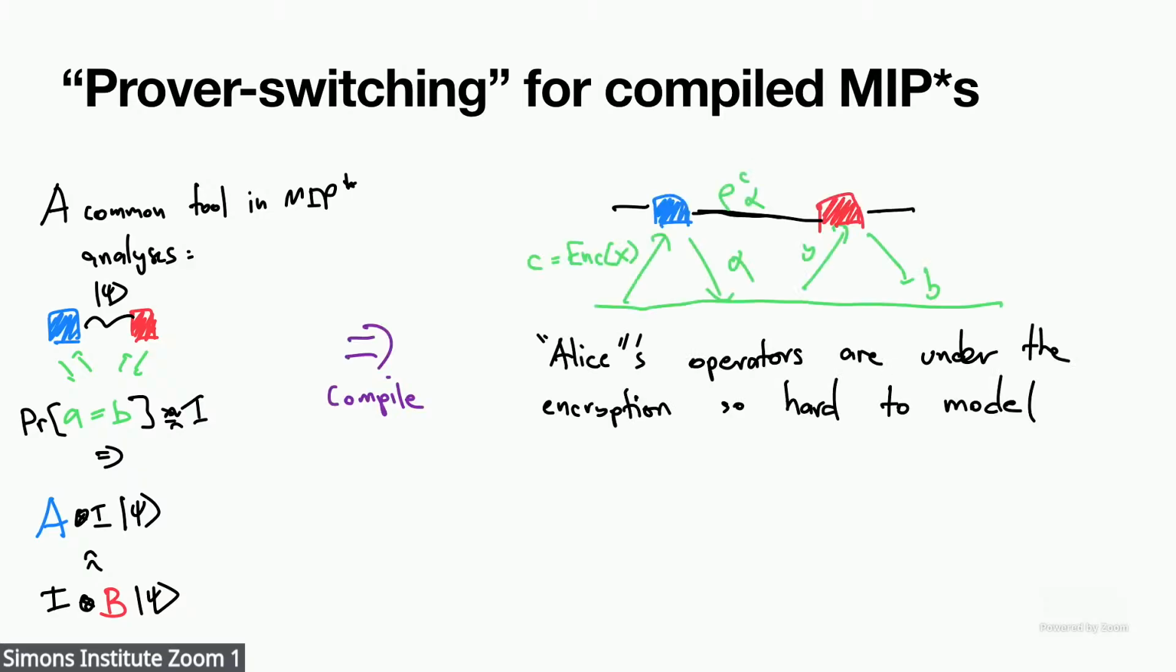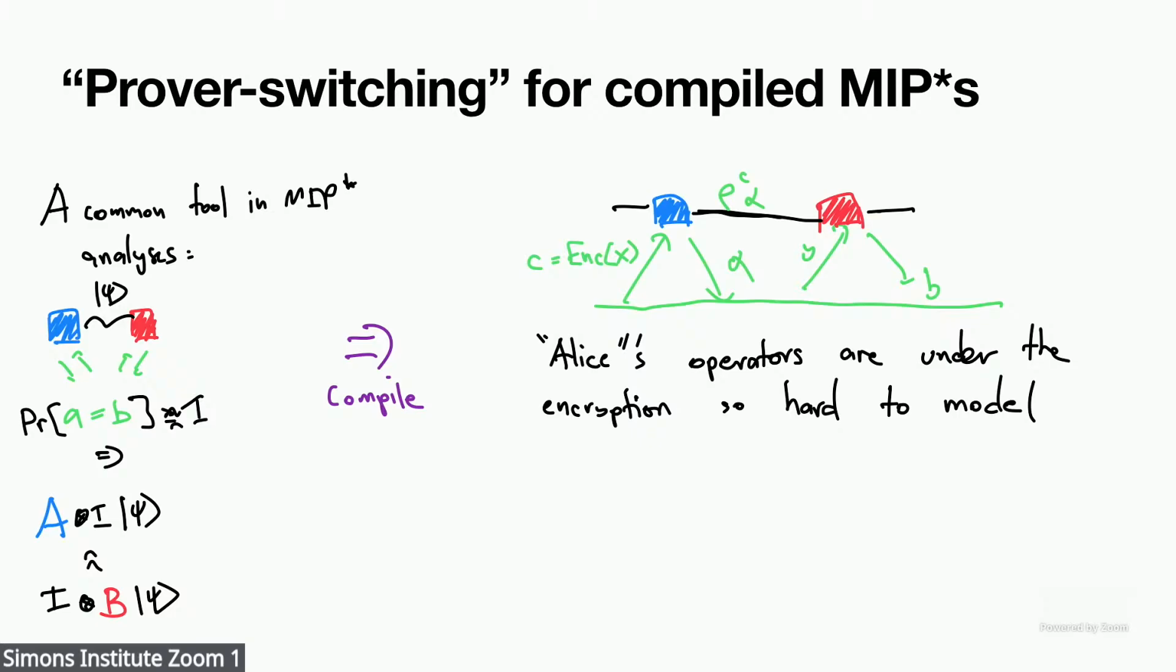Now, why is this tricky to formulate in the compiled world? Well, in the compiled world, simulated Alice is acting under the encryption. So there isn't a clean statement for the operator she performs in response to question X, right? Because what does the encryption do? If I'm asking it to encrypt X, it will sample some randomness and generate a random encryption of X, which is this ciphertext C. And then Alice will do something depending on the specific ciphertext C that she gets.